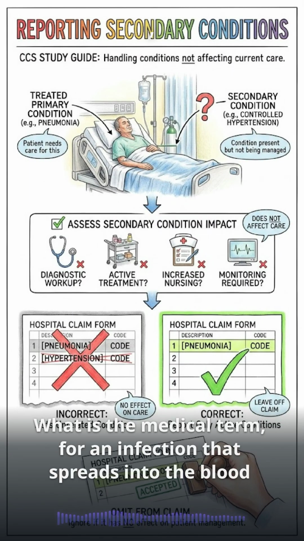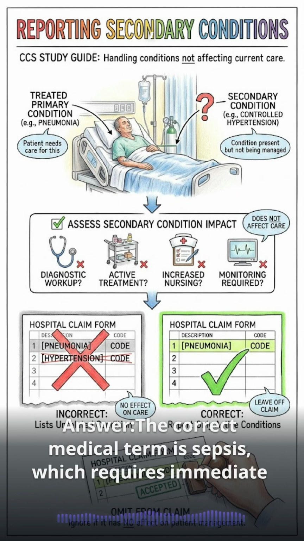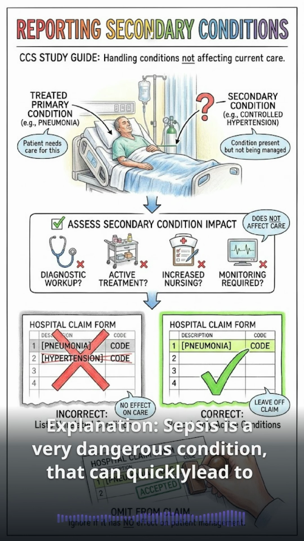58. What is the medical term for an infection that spreads into the bloodstream? The correct medical term is sepsis, which requires immediate and heavy antibiotic hospital treatment. Sepsis is a very dangerous condition that can quickly lead to total organ failure.